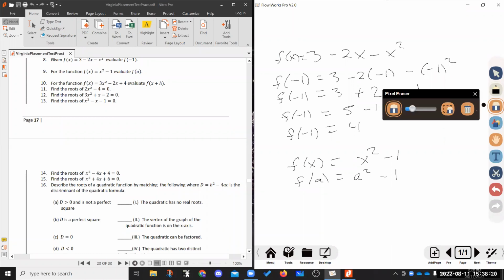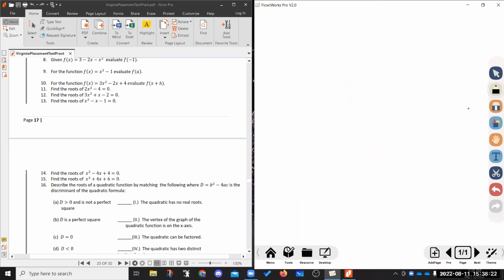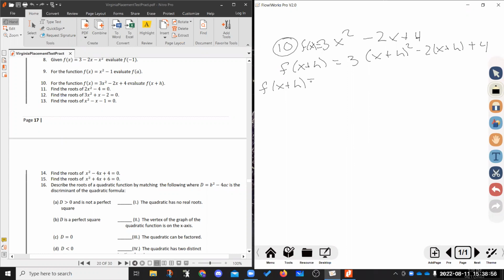Now for something that looks crazy, but it's very, very important that you understand how to do number 10 if you're going to be a calculus student. 3x squared minus 2x plus 4 is f of x. And we're going to evaluate it at f of x plus h. This is something you're going to do in pre-calculus. You're going to do it in calculus. Don't look at this and say, oh, that's gross, I hope I never have to do that. You will do this. This is why we made MTE 9, was to show students how to do some of these types of problems that they got stuck on in pre-calculus and calculus.